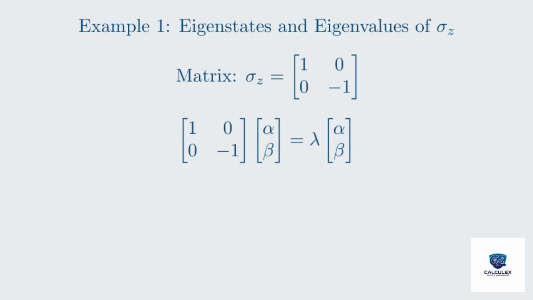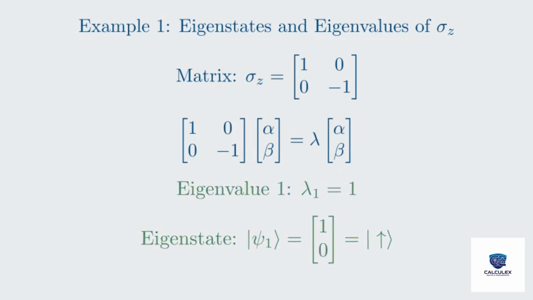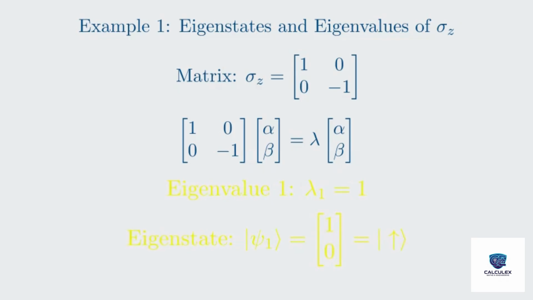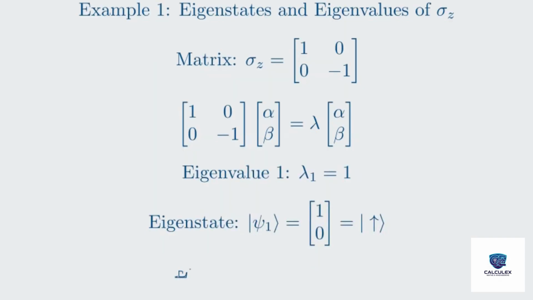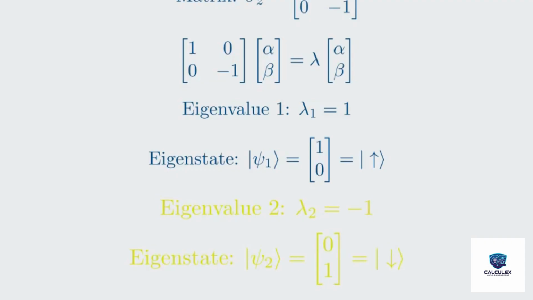Solving this, we find two possible eigenvalues. The first eigenvalue is lambda equals 1. The corresponding eigenstate is (1, 0) transposed, which is just our spin-up state. This means that if you measure the z-spin and get a value of +1, the particle is now in the spin-up state. The second eigenvalue is lambda equals -1. The corresponding eigenstate is (0, 1) transposed, our spin-down state. So if you measure a z-spin of -1, the particle is now in the spin-down state.